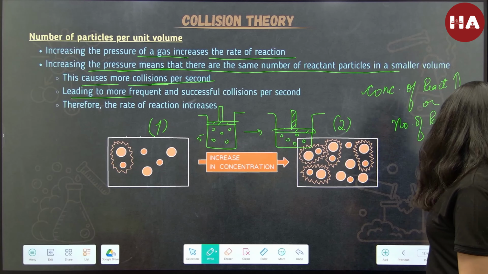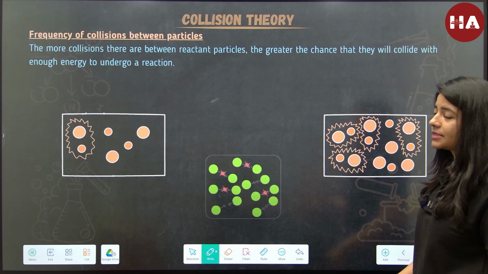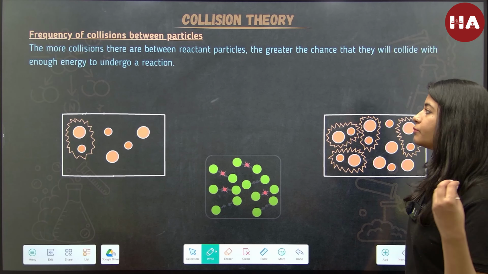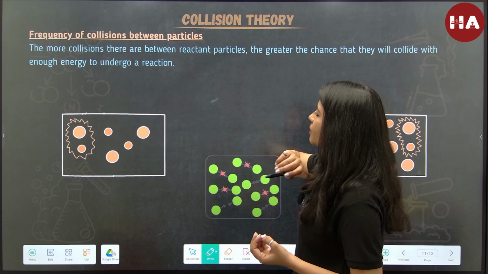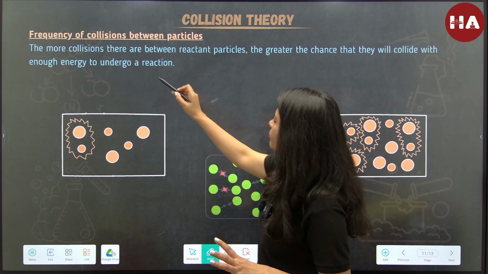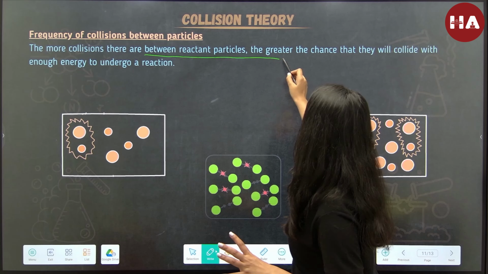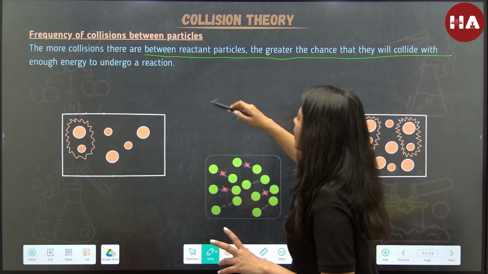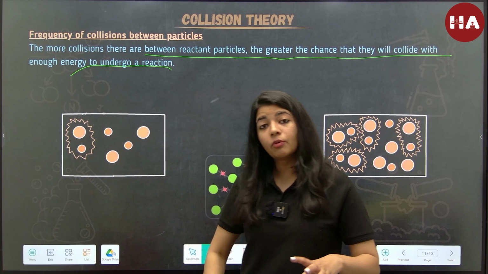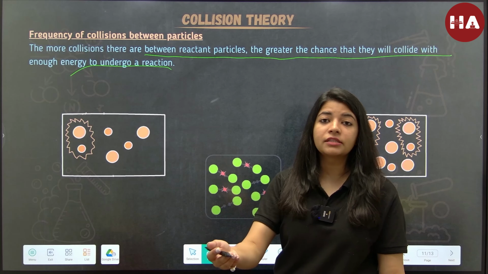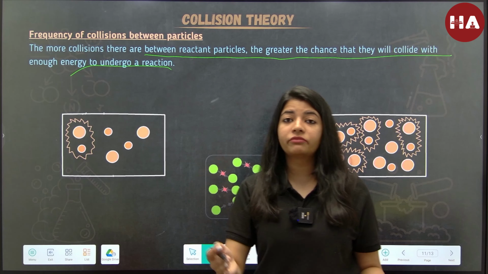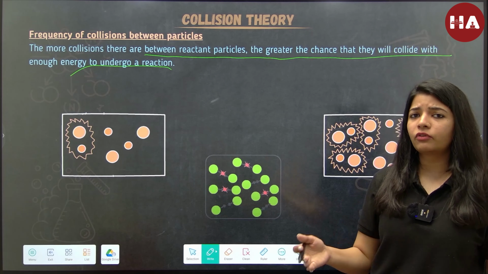Now let's move on to the second point, how we can increase the number of collisions: the frequency of collision between particles. Here, the more collisions there are between reactant particles, the greater the chances that they will collide with enough energy to undergo reaction. So the more the number of particles, the more the frequency of their collision, and hence the rate of reaction will increase.